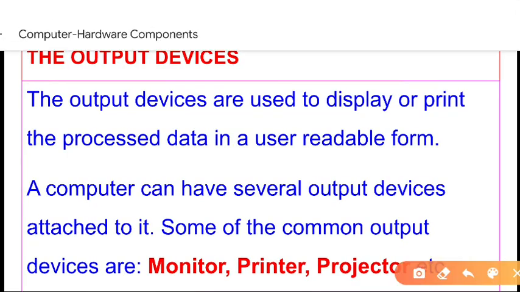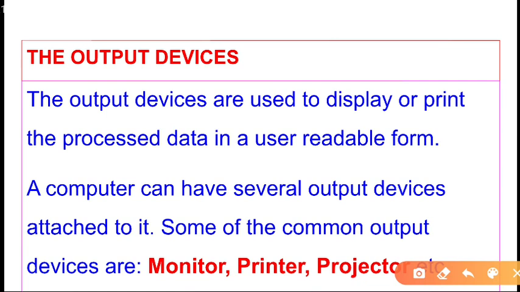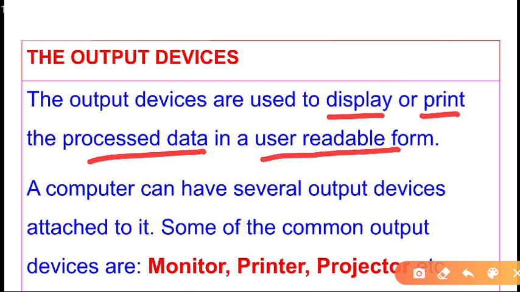Now students, output devices. In the previous lecture, we talked about the input devices. So today let's talk about the output devices. What are output devices? The output devices are used to display or print the processed data in user readable form. Output devices are those devices that display us the result, and what type of result? In user readable form, in that form that the user can read it.